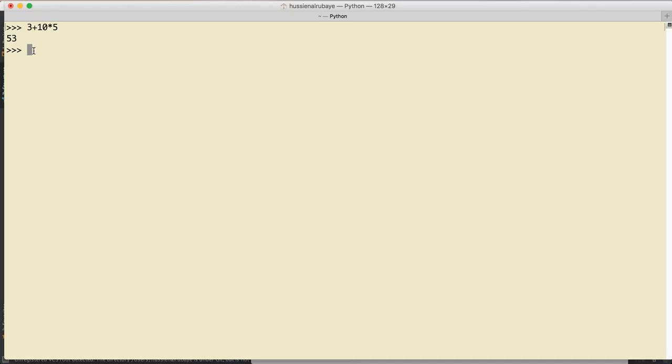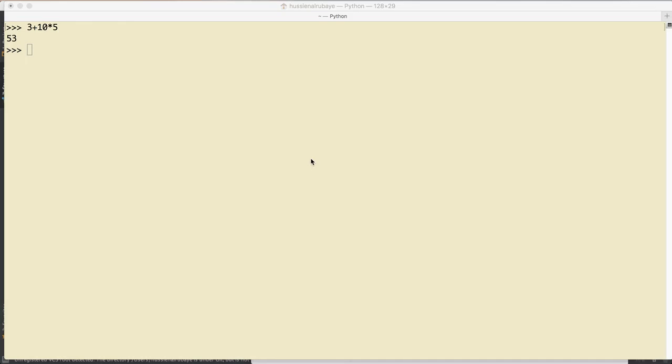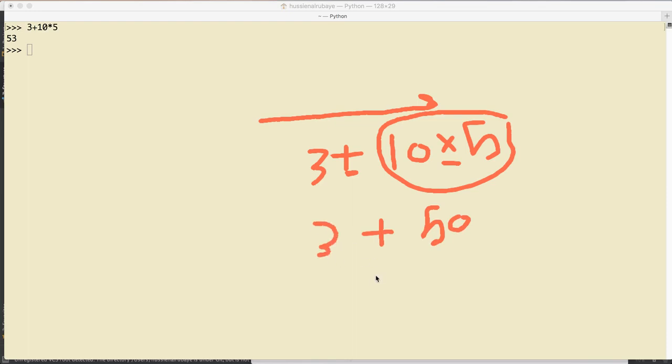So how does the process run? Let me show you step by step. If you have 3 plus 10 multiplied by 5, the compiler goes from left to right. It compares the first two operations, addition and multiplication. Who has higher priority? Multiplication has priority, so it runs this operation first. It multiplies 10 by 5 and gives you 50, then goes back to the plus 3, and adds 3 plus 50, which is 53. Okay, that's great.